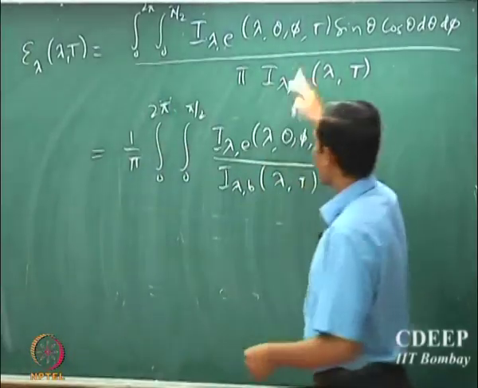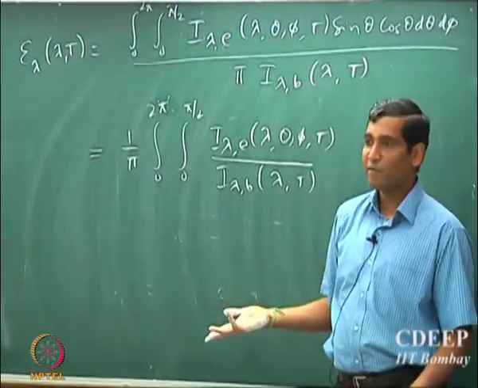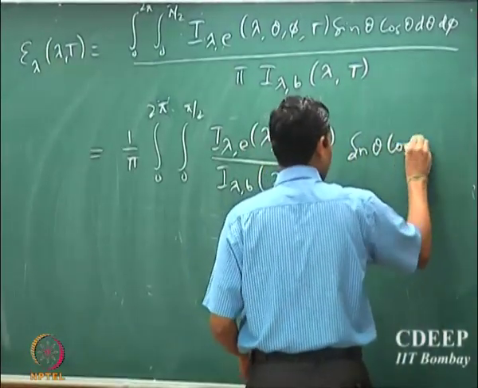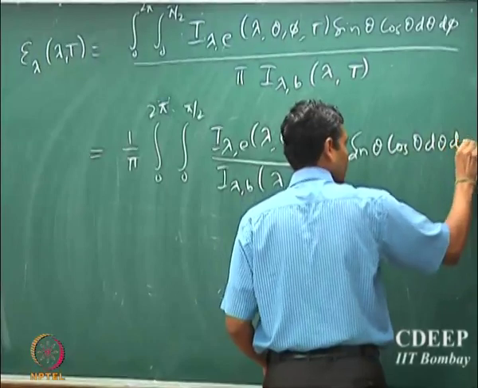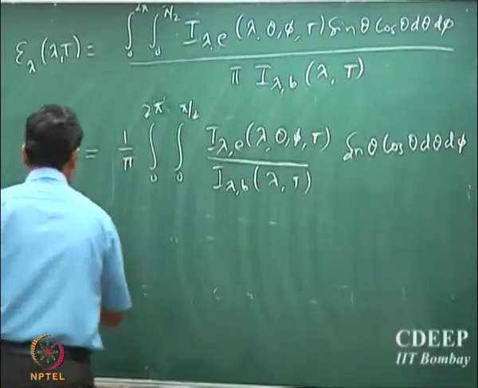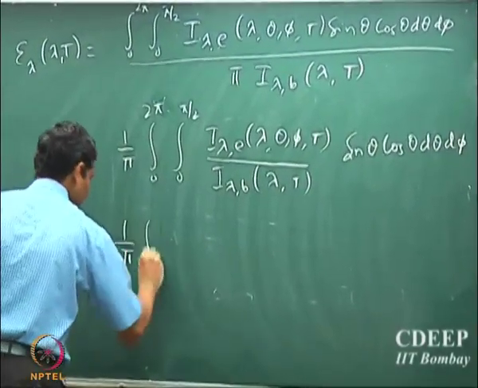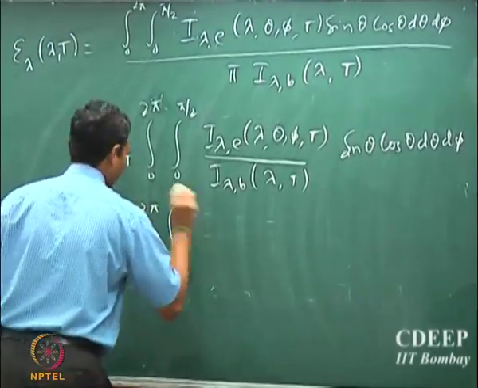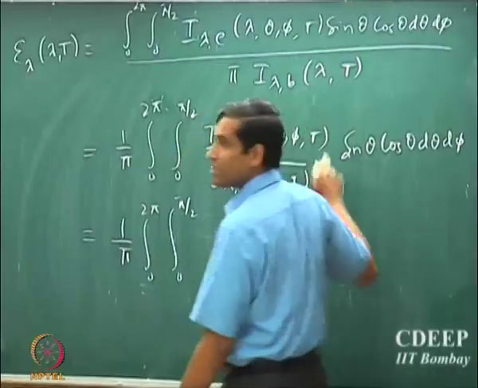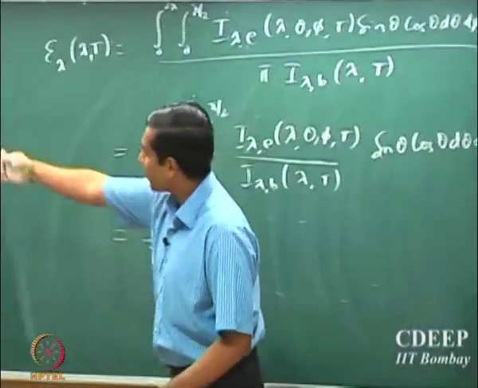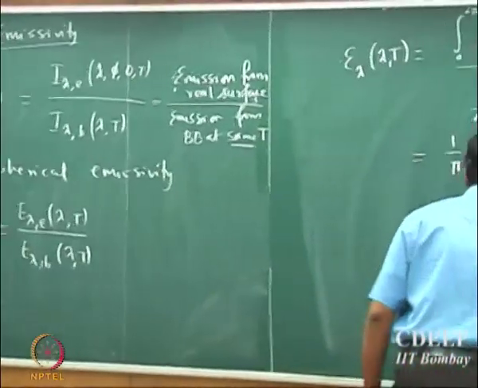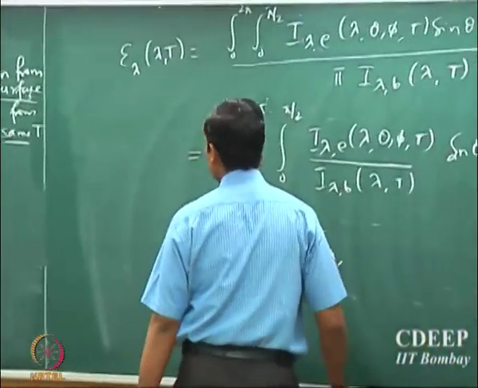I could take this inside the integral because it is a diffuse emitter, and so it will be sin theta cos theta d theta d phi, and so that is 1 by pi by 2. This quantity, this ratio here is nothing but the emissivity, right. So that will be epsilon lambda comma lambda.